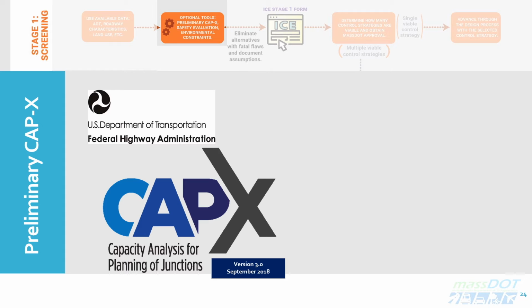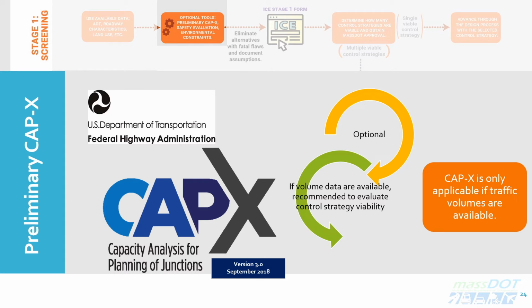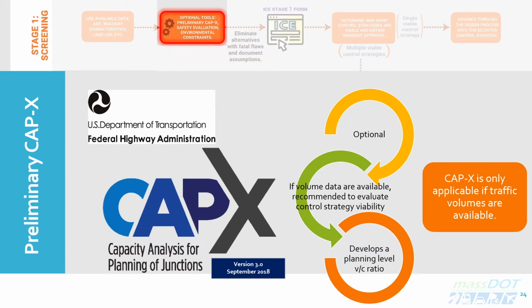FHWA's CapEx tool is optional. The tool can only be used in Stage 1 if traffic volumes are available. If volume data are available, it is recommended to use CapEx in ICE Stage 1 to help evaluate the viability of each control strategy. CapEx develops a planning level volume to capacity ratio to compare control strategies.